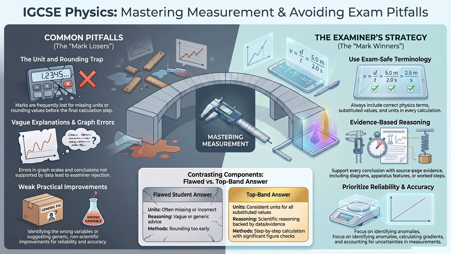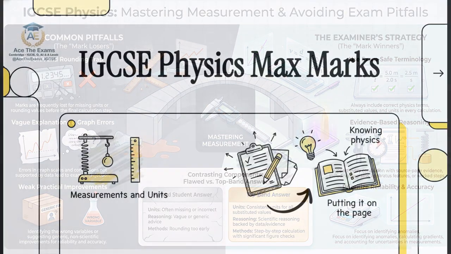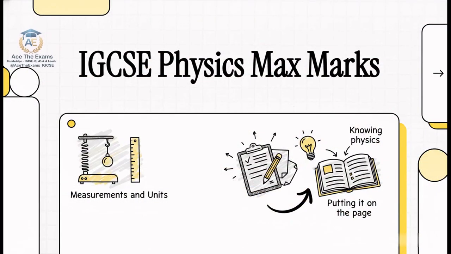Minimum effort, maximum marks. That's what we're going for today. If you're sitting the Cambridge IGCSE Physics 0625 exam, consider this explainer your ultimate cheat code. Seriously, we are skipping all the textbook fluff and zeroing in entirely on how the examiners actually score your paper in the measurements and units section.